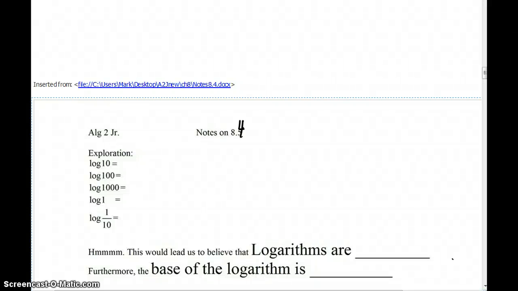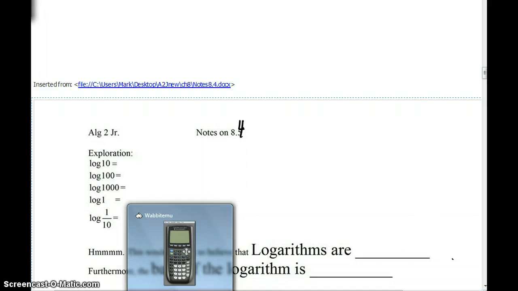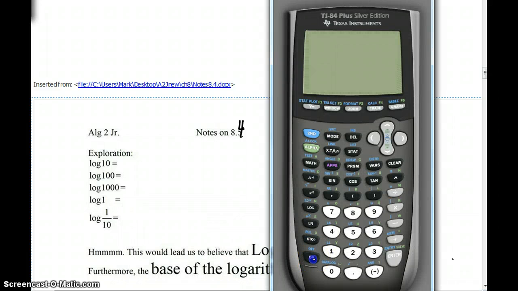Lesson 8.4 really covers the second major topic of Chapter 8, and that is logarithms. This is something new for Algebra 2, and really we're going to use our calculators to help us learn what logarithms are. We're going to do a little exploration here. If you look at a graphing calculator like I have up here on the screen, right next to the 7 button, just to the left of it, is a log button. Also right next to the 4 is an ln button. We'll call that the natural log button, but we'll get to that soon enough.